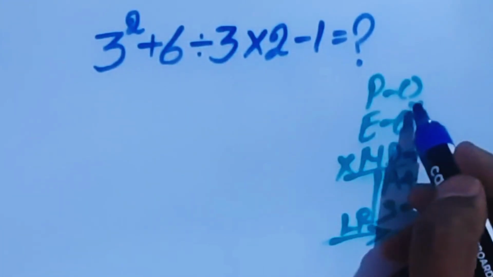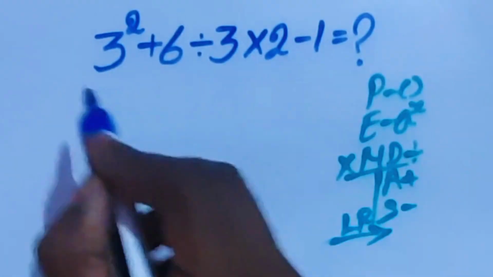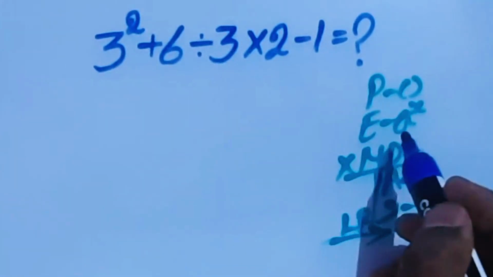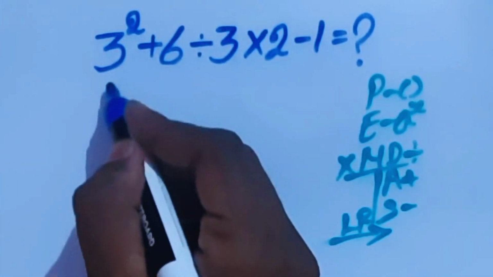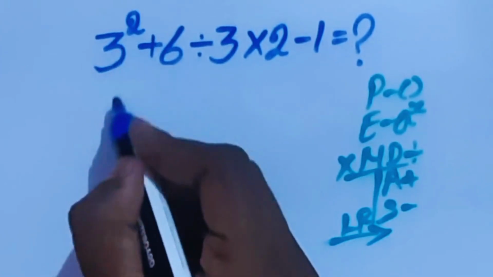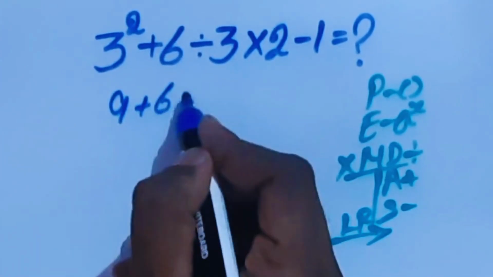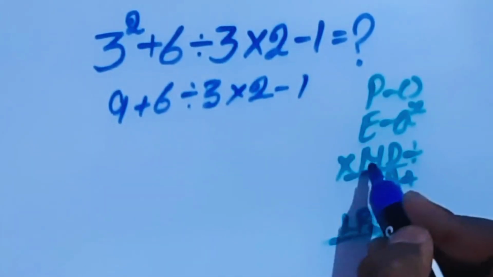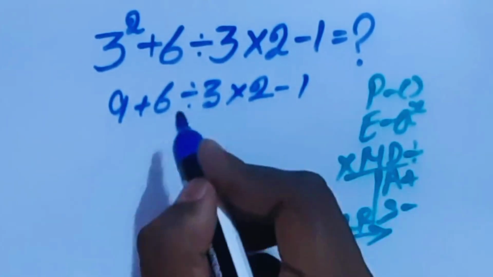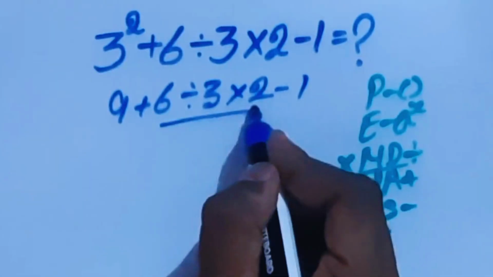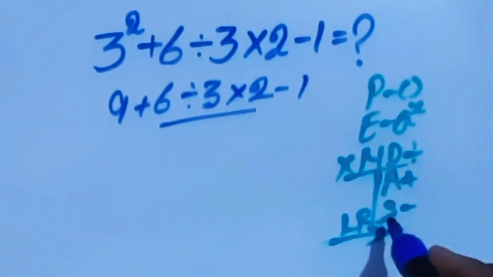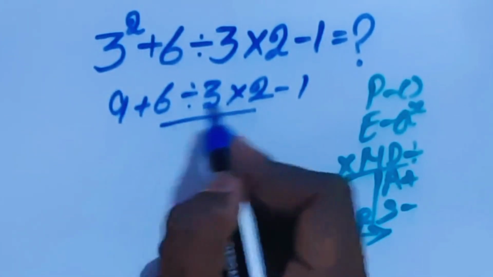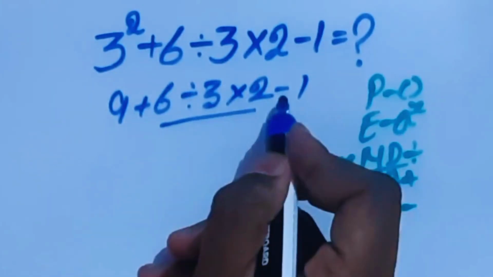Here, as per this order of operations PEMDAS, the bracket is higher priority. So we don't have the bracket in this problem. The next priority is the exponent. We have the exponent here, 3 power 2. 3 power 2 is 9 plus 6 divided by 3 times 2 minus 1. The next priority is multiplication and division. Here we have division and multiplication, which is higher priority than this addition and subtraction. So we have to do this division and multiplication before this addition and subtraction.